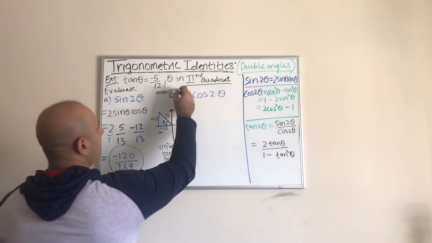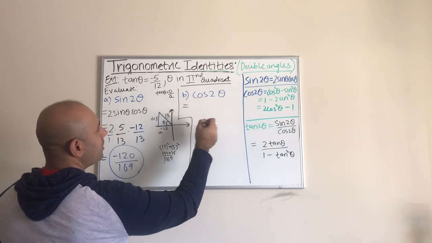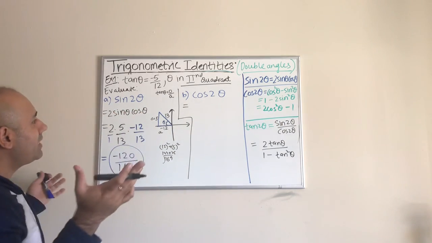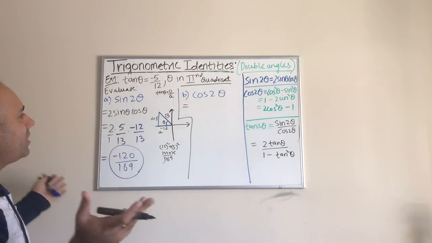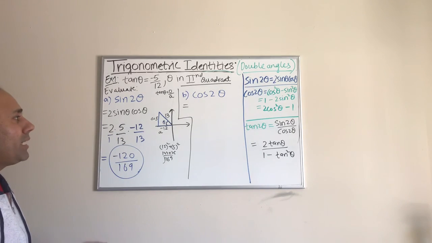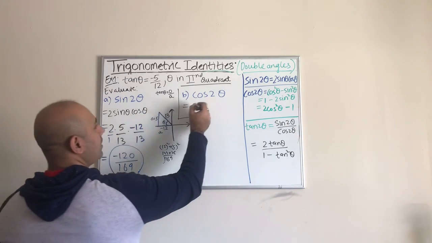Similarly, let us do the cosine of 2 theta. For cosine of 2 theta, it's up to you whether you want to use 1, 2, or 3. Let us use, in this case, number 1. Guys, it does not matter. You can use any one of those and you should still get the same answer. So let us use number 1.